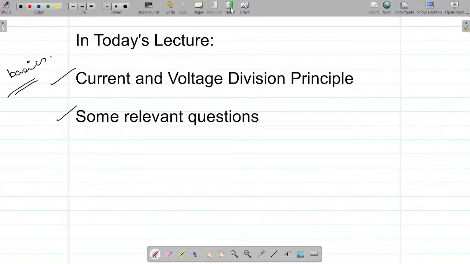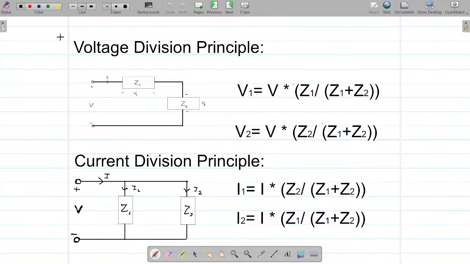Okay, so first and foremost, what is the voltage division principle? First I need you to understand what a series connection is and what a parallel connection is. In a series connection, the current through the elements remains the same. For example, here in this figure, Z1 and Z2 are in series because the same current I flows through both of them. Now, the voltage across these impedances divides in the same ratio as the impedances.